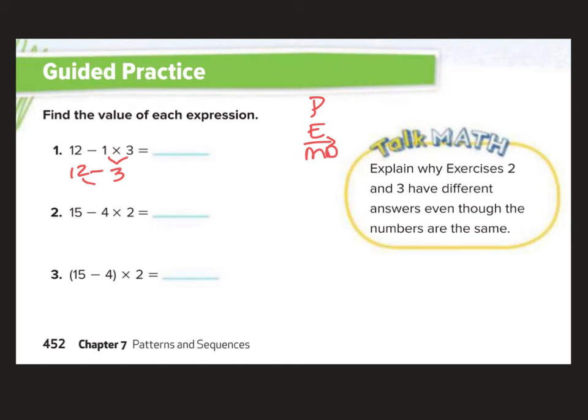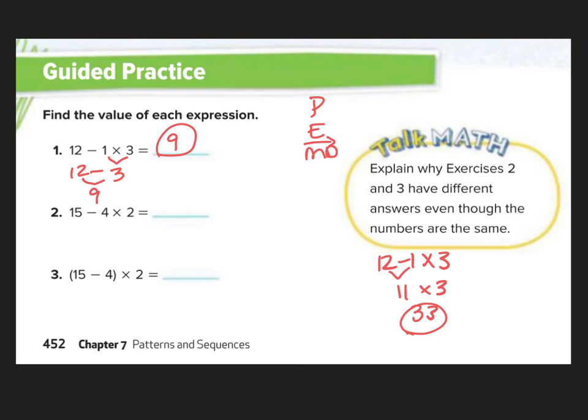So then if I do 12 minus 3, I would get 9. So my answer is 9. For fun, let's see, what would happen if I did 12 minus 1 first? I get 11 times 3, and I would get an answer of 33. That's just crazy talk, right? Is the answer 9 or is it 33?